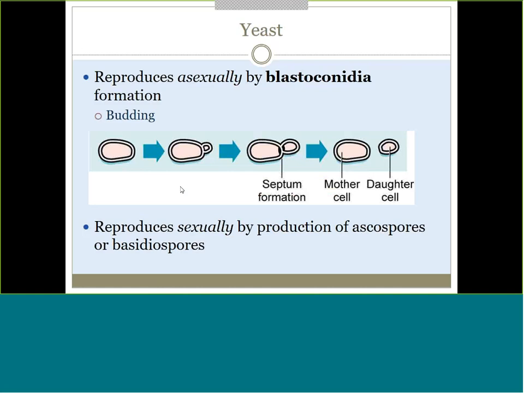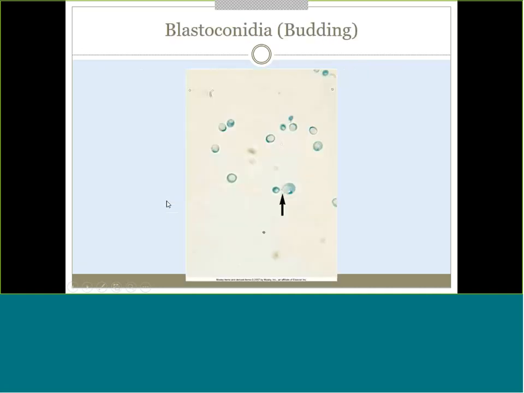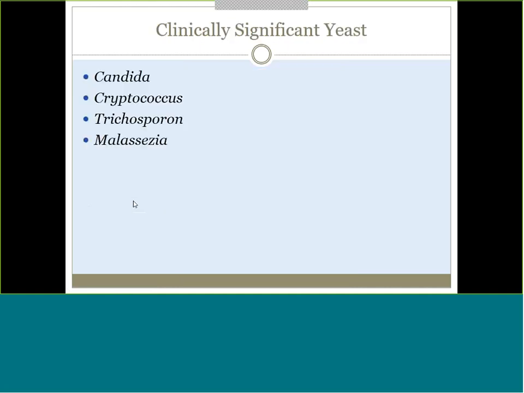Okay, moving on to yeast. We haven't really talked much about yeast. We talked mostly molds. Now we've talked dimorphic fungi, and now we'll get into yeast. Yeast will reproduce asexually by budding, which we call blastoconidia formation. So that's what the picture is showing you, how they begin to bud, and then they will separate. So it's a mother and daughter cell upon separation. So there it's showing the budding in a picture format.